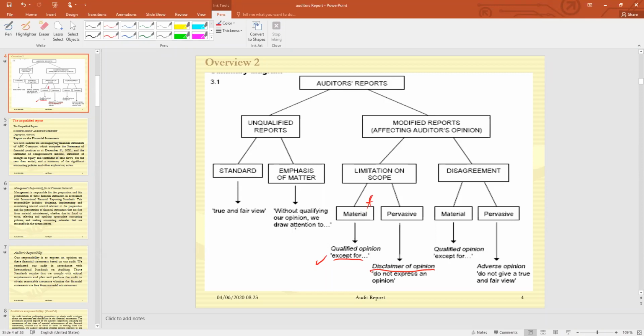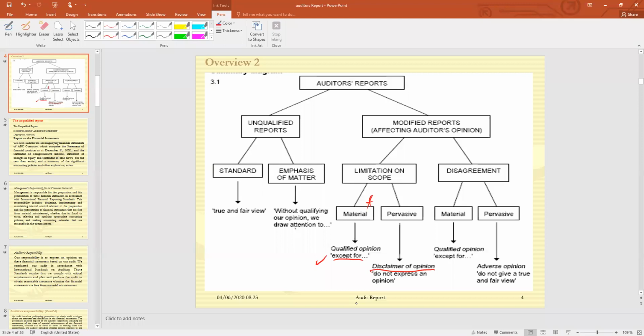If the disagreement is not confined to one area, if there are multiple disagreements in court, and the potential effects of any misstatement are both material and pervasive, then you issue what is called an adverse opinion.